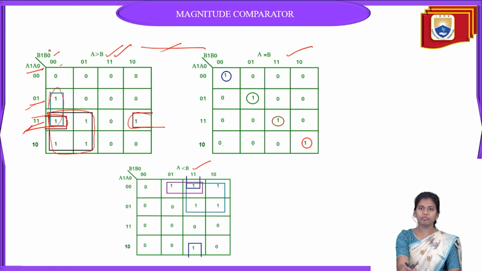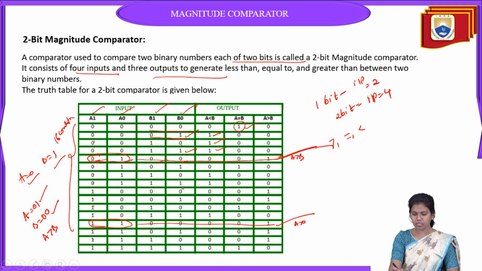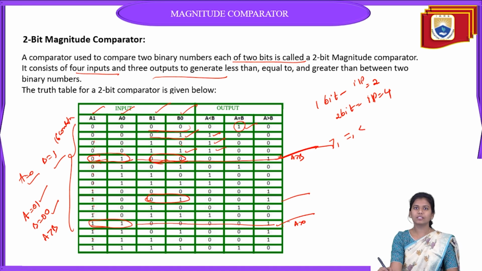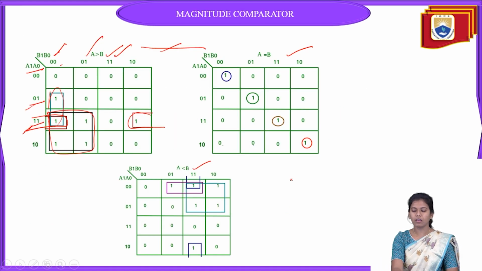Similarly, when you observe B1 and B0, we have 00 and 01. Here 01 is this one, and here 00 is this one. So here a 1 is obtained and a 1 is obtained. This is how the Karnaugh maps have been drawn.